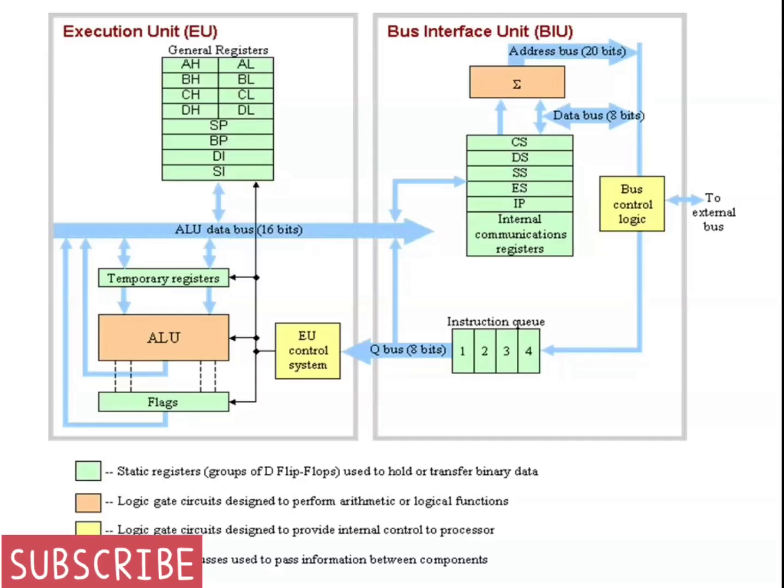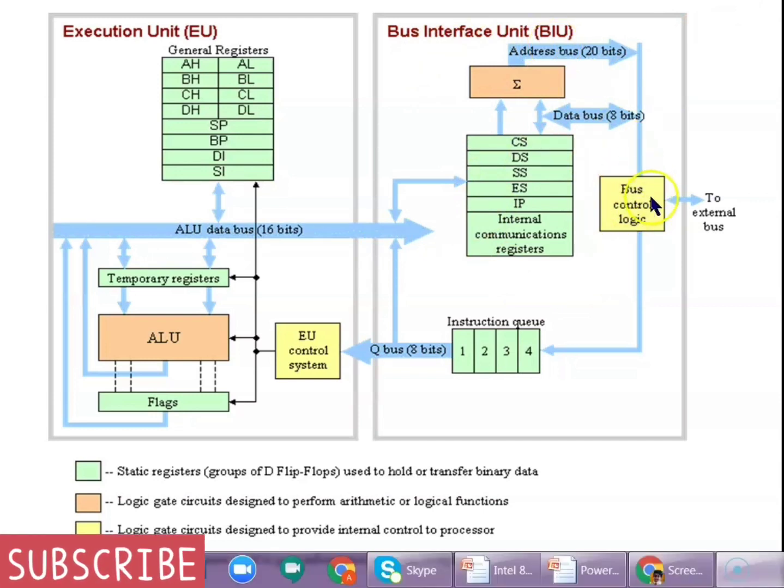The block diagram of Intel 8088 microprocessor is divided into two parts. First one is execution unit, second one is bus interface unit. The execution unit takes care of the processing including ALU. Second one is bus interface unit. It controls the passing of information between microprocessor and external interface device. Today we will discuss about bus interface unit.